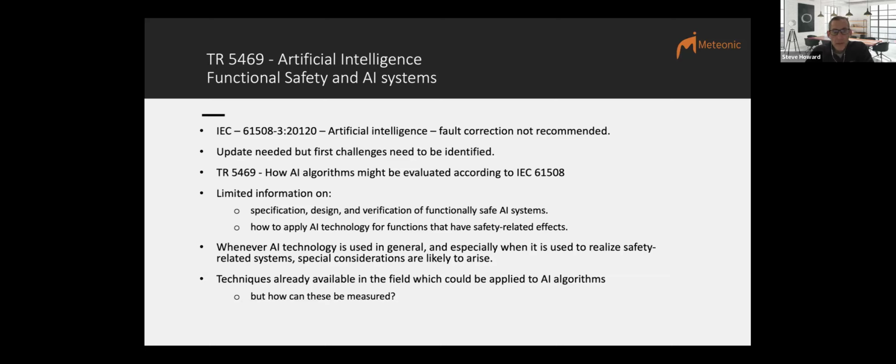And at the moment, there is limited information. This is not something that's actually produced yet. It's still in draft, but there is limited information with AI on the specification, design and verification of functionally safe AI systems. So this is still in its infancy, essentially. And there's also limited information on how to apply AI technology for functions that have safety-related effects. So again, the standard is still a little bit light in terms of its detail. But whenever AI is used, and especially related to safety systems, we do need to have some special considerations to deal with those. And there are already techniques available, as we've discussed, that we could apply to AI and AI algorithms, but how can these be measured?